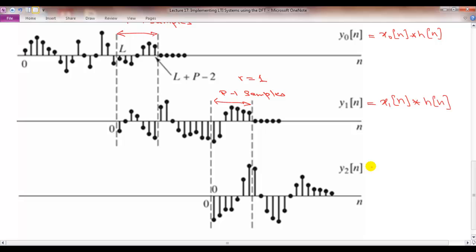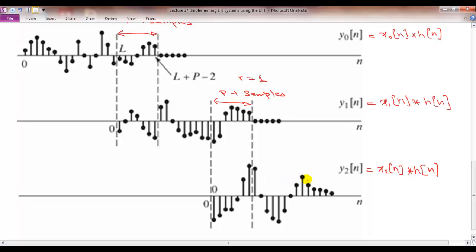So then you get your next block, which is x2[n]. You convolve that with h[n]. And now you take your P minus 1 samples of that output and the previous P minus 1 samples, and you output them, and so forth.